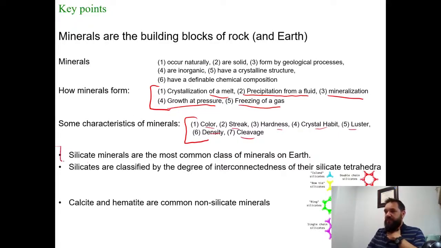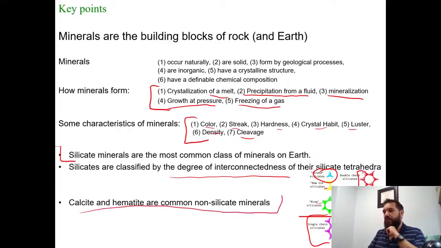Silicate minerals are the most important and most common class of minerals on Earth. They are classified by the degree of interconnectedness of the silicate tetrahedra. Okay, there are the isolated silicates like olivine. I don't talk about bow ties or rings, but there's the single chain, which is pyroxene, the double chains, which are amphibole, the sheet silicates, which are the micas, and the framework silicates, which are quartz and feldspar. Okay, calcite and hematite are common non-silicate minerals in our crust.